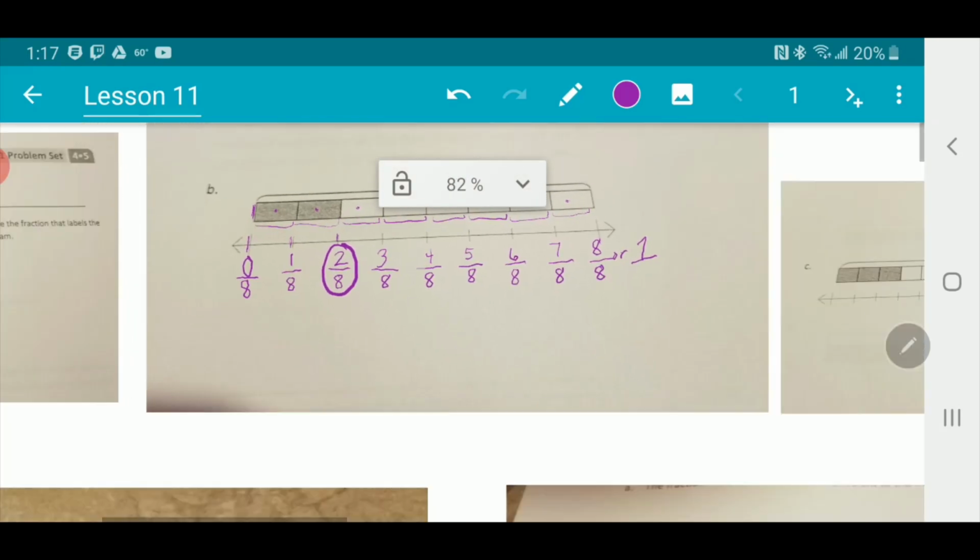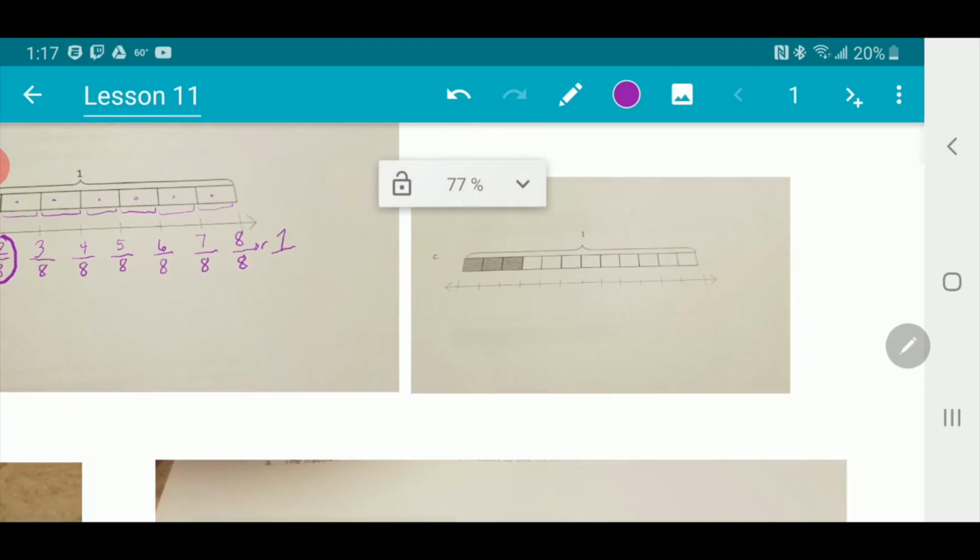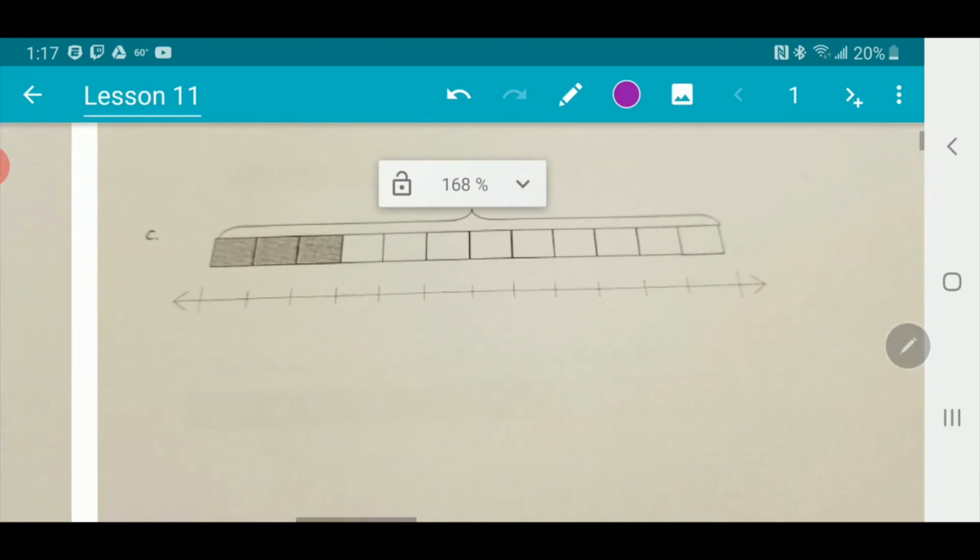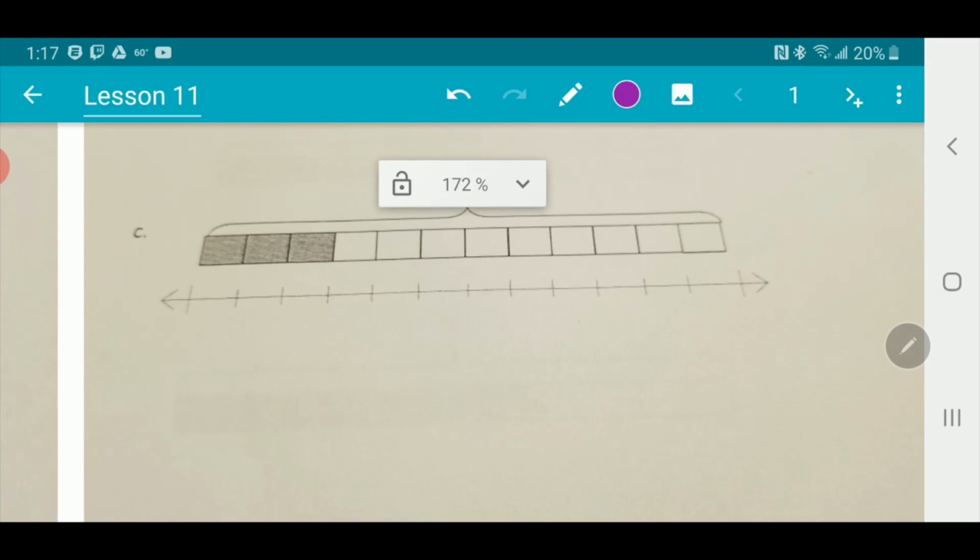All right. What I'm going to have you do next is on 1C, you have a tape diagram and a number line that looks like this. What I want you to do right now is pause the video. I'm going to give you a couple minutes to fill this in on your own.